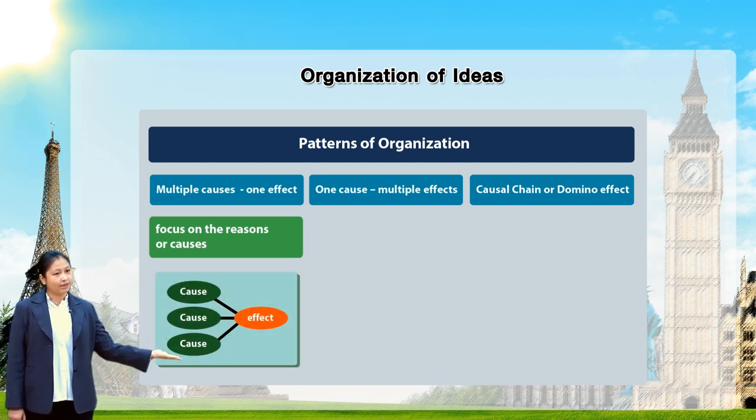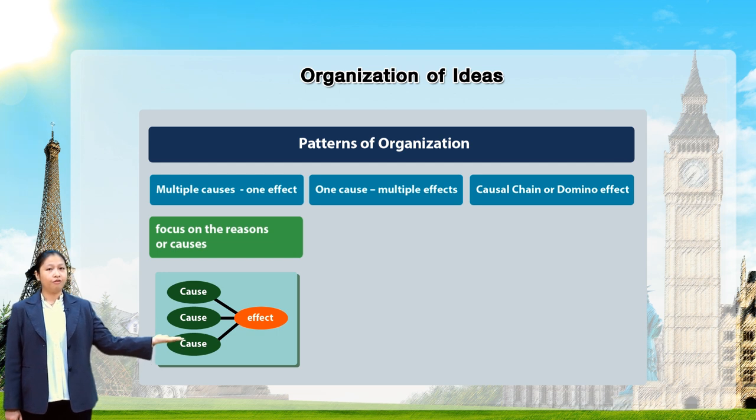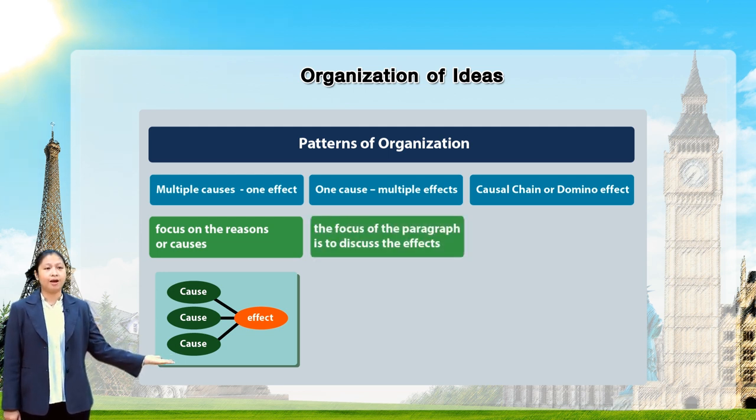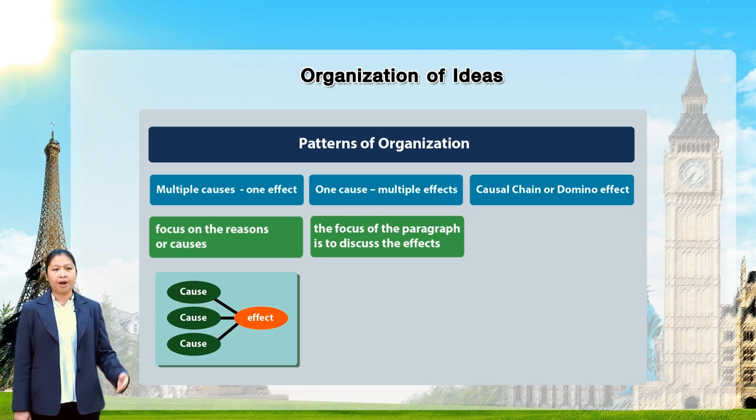So if you look at the diagram for a multiple cause, one effect, you can see there are 3 causes and 1 effect. It can be 4, 5, but in a paragraph, 3 is the ideal. It can be 4 causes, 5 causes. It's up to the ideas you have in your outline or in your paragraph.